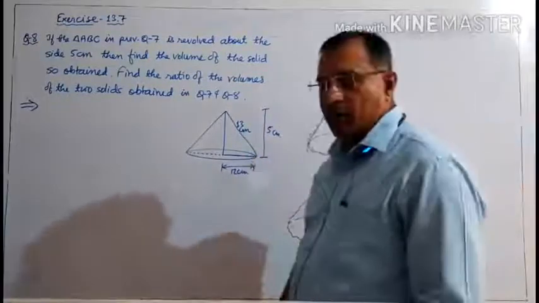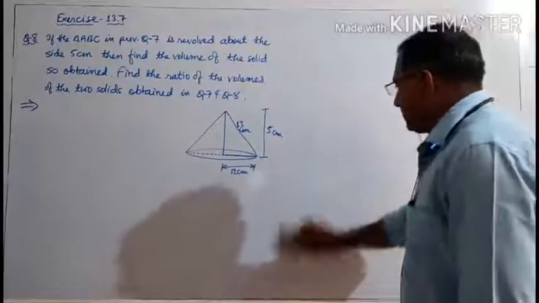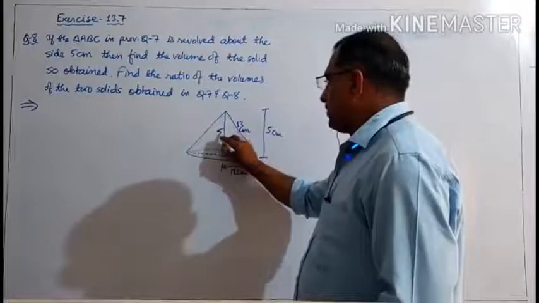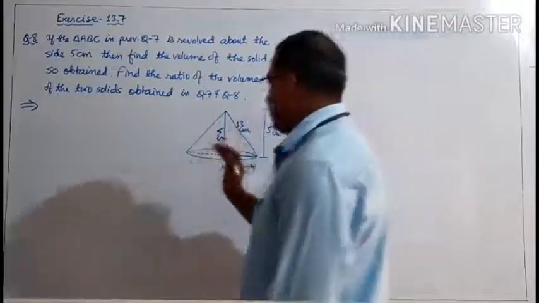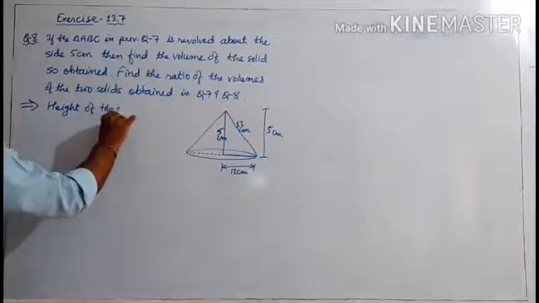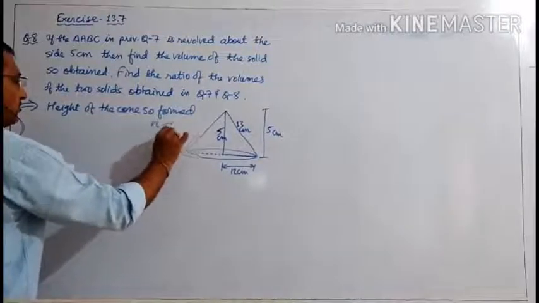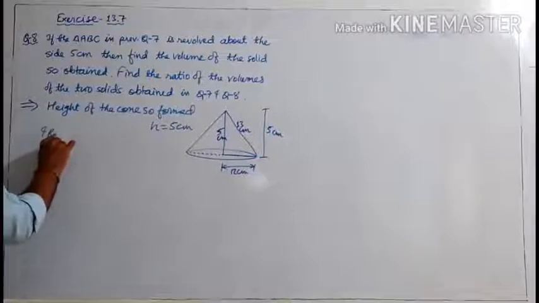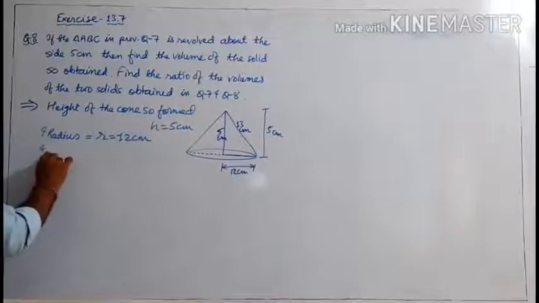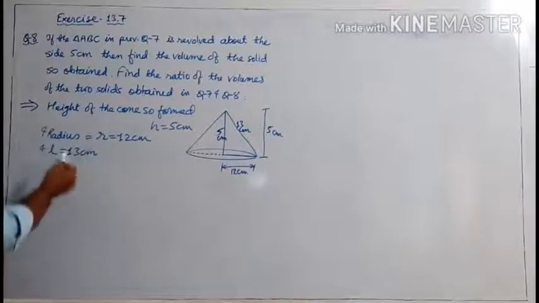So let us calculate first of all the volume when it is revolved about the 5 centimeter side. When it is revolved about the 5 centimeter side like this, here the height of the cone so formed is h is equal to 5 centimeter, radius is equal to 12 centimeter, and slant height is equal to 13 centimeter. As we need volume, slant height is not required here.